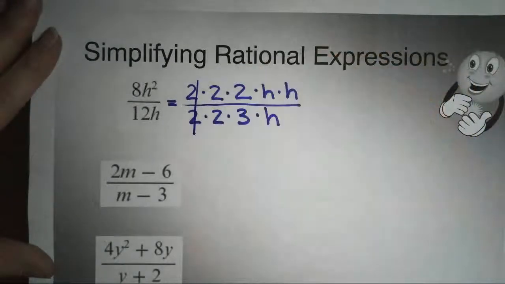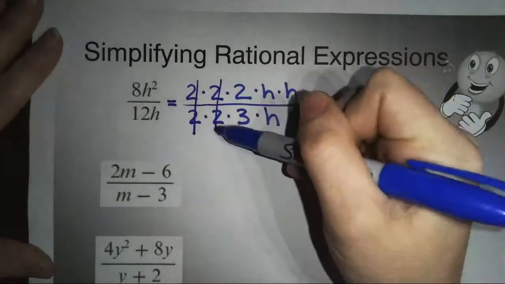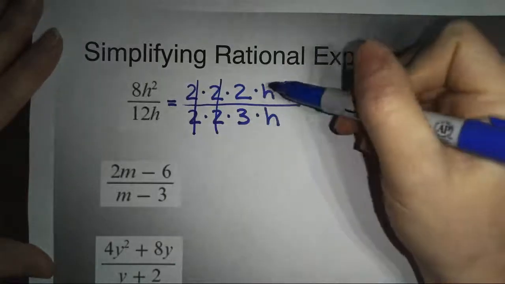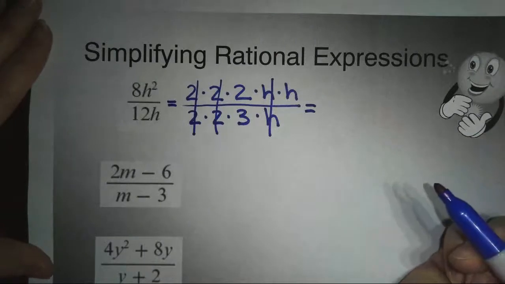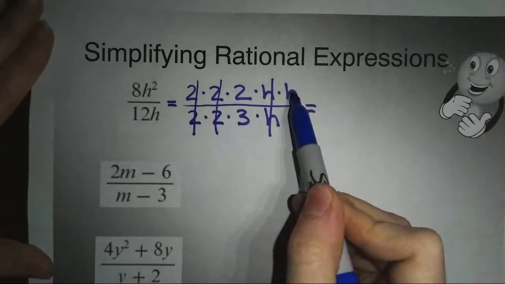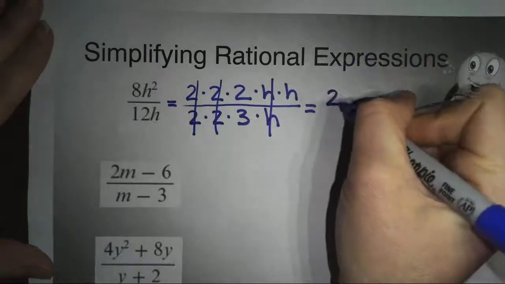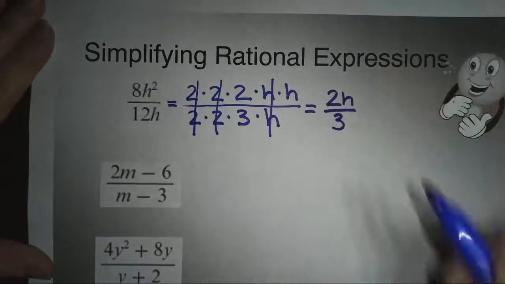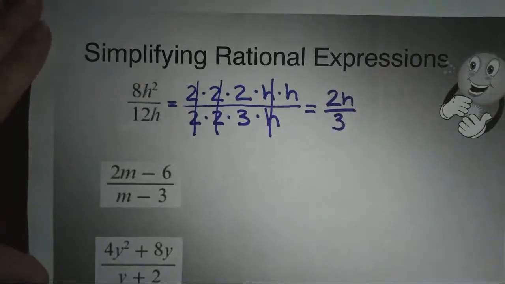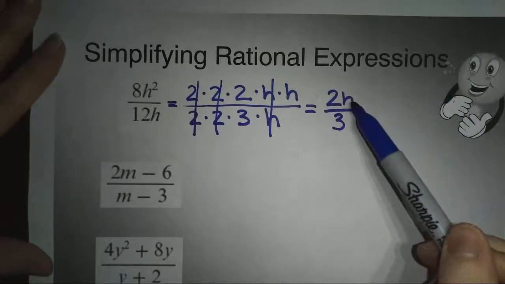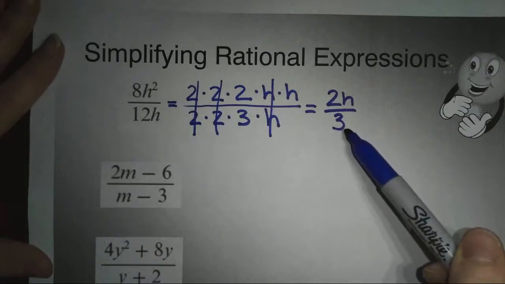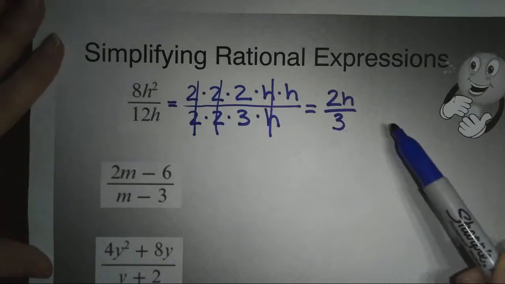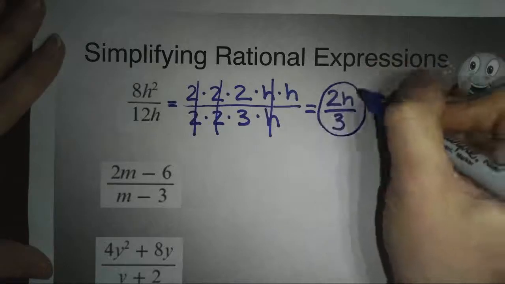So I've got a set of 2's right there that cancel, another set of 2's that cancel, and then a set of h's. What I'm left with is my simplified rational expression. So I've got 2h over 3. When I do that, I also need to identify any excluded values. So I need to know what I could plug in for h that would make my denominator 0. Since there are no h's in my denominator, there are no excluded values. So that is my solution.